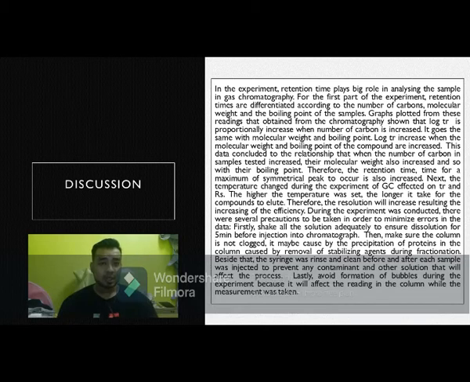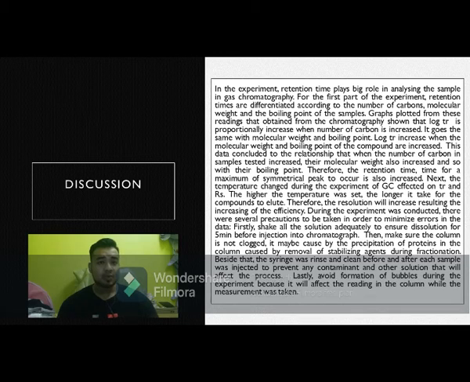Next is the temperature change during the GC experiment, which affected T and R. The higher the temperature was set, the longer it takes for the compound to elute. Therefore, the resolution will increase, resulting in increased efficiency.